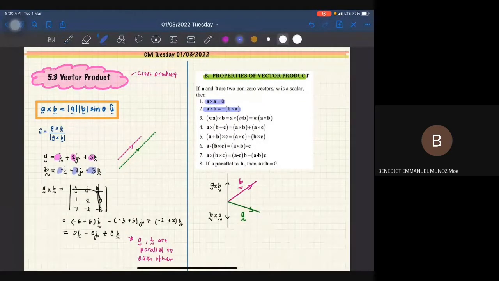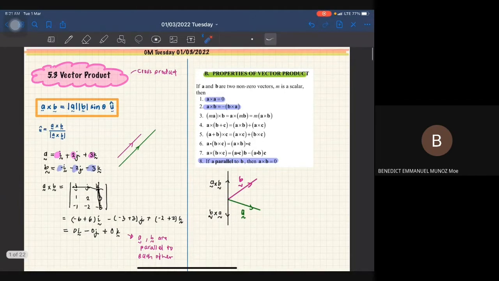And then property yang penting lagi untuk kita tahu is the last one, number 8, this one. Kalau vector kita tu parallel, the two vector that we have is parallel to each other, then A cross B kita akan jadi kosong sebab dia tak ada angle ataupun angle dia adalah 180. So bila sin 0 or sin 180, you will get 0 lah. Maksudnya this part will be equal to 0, so semua akan jadi kosong. That's why kalau dia parallel, dia akan kosong. Okay, so that is for properties.